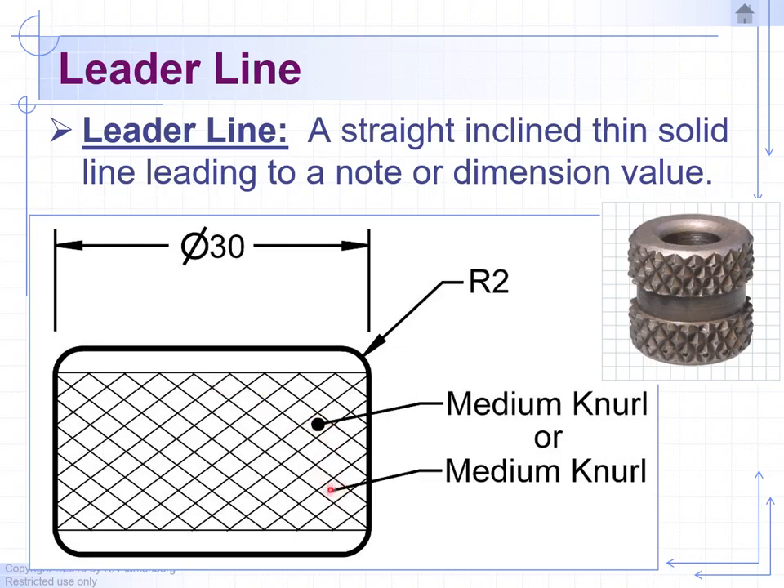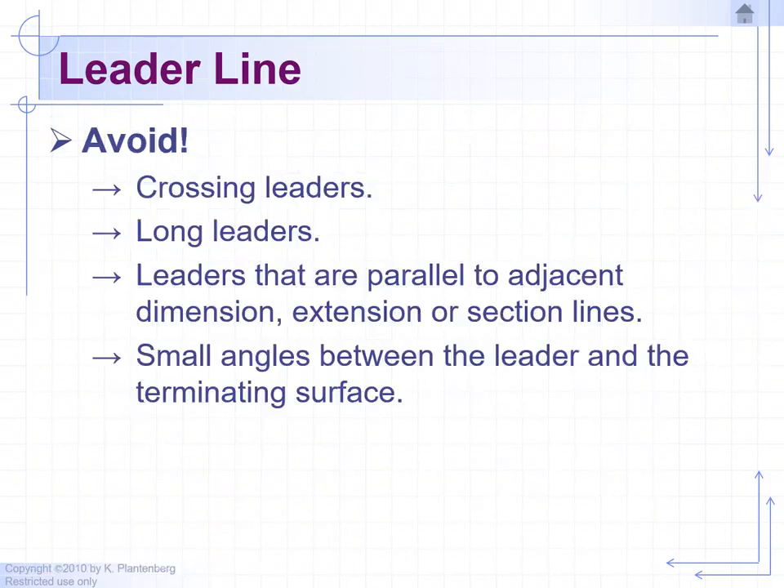Notice we don't use an arrow. You can use an arrowhead, but it just looks cleaner if you use either a solid circle or no symbol at all. Okay, and again, notice it's angled, it's inclined, it's not horizontal, nor are these leaders vertical. Always try and give it an angle, maybe about 45 degrees, 30 degrees, 60 degrees, but avoid using horizontal or vertical leaders.